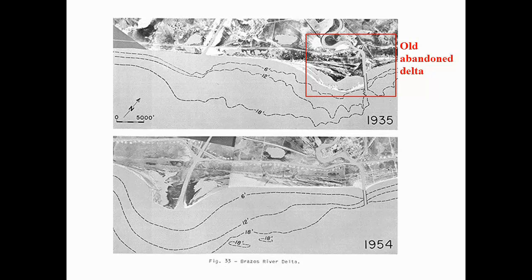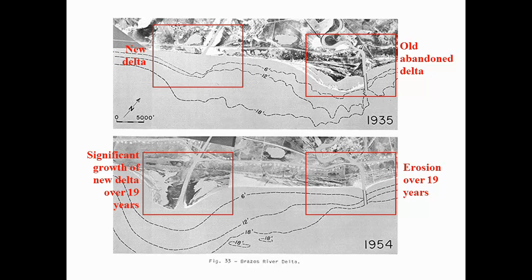Notice that in the upper photograph, this is back in 1935, showing the old abandoned delta right after the Brazos River was rerouted. And it's only in the course of a couple of decades that most of it was eroded away by 1954, if you compare those before and after pictures. Notice the pair of jetties, which certainly accelerated the beach erosion in this area. On the other hand, the new Brazos River Delta grew quite a bit over that same period. There was significant growth in only 19 years.